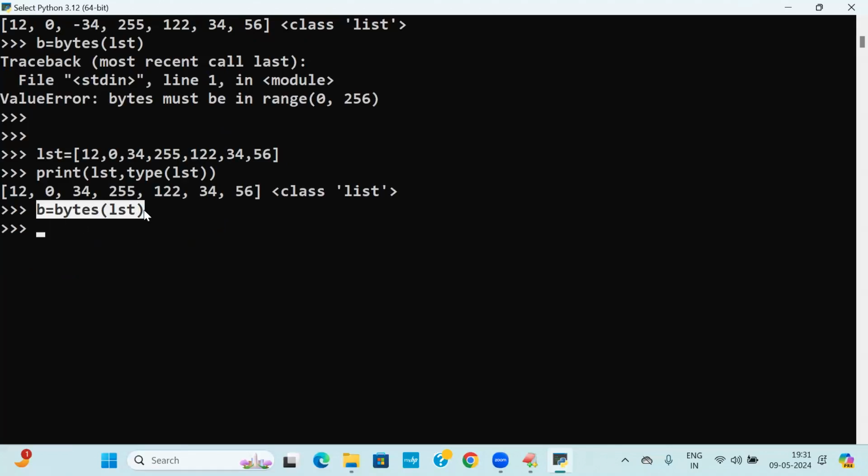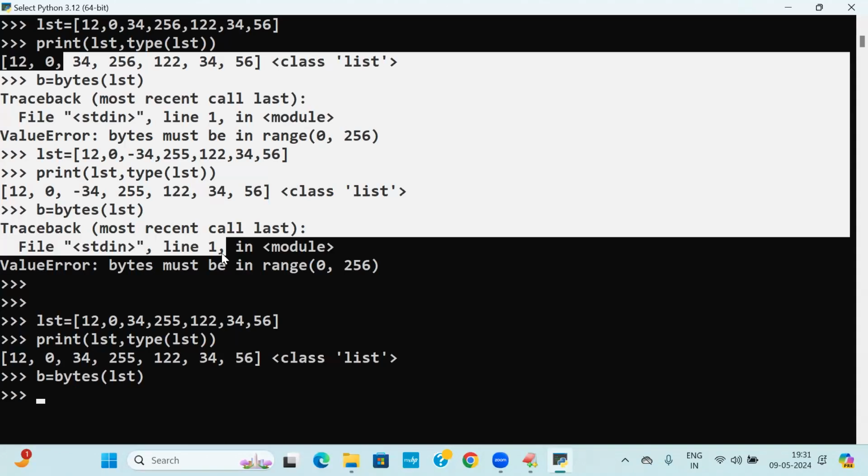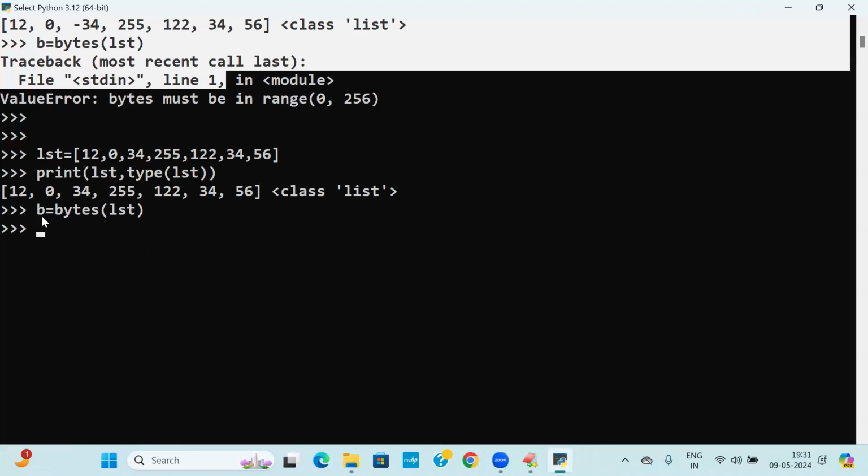So some are possible to convert here, some not possible to convert here. It is called value error only. By mistake, I said type error. It is a value error. Are you following now? Print B.